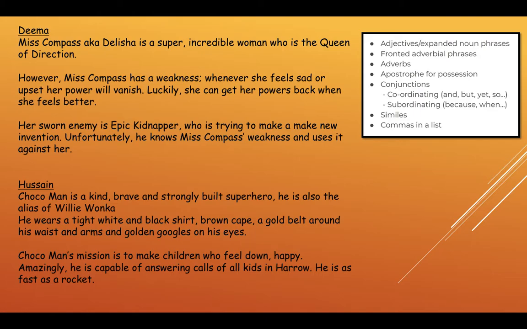And his last paragraph, Choco Man's mission is to make children who feel down happy. Amazingly, he is capable of answering calls of all kids in Harrow. He is as fast as a rocket. Did you recognize any features in the list? So some people may have recognized in Choco Man's mission an apostrophe for possession, because the mission belongs to Choco Man. Did you spot any commas, any fronted adverbials or adverbs?